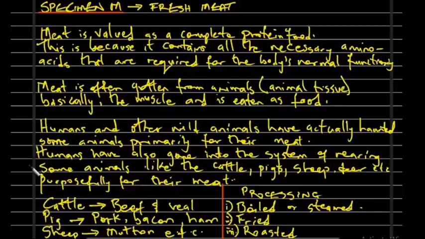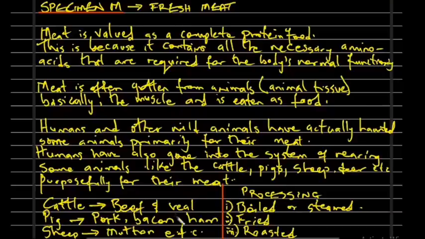We have so many types of animals that are being reared for their meat. For example, we have the cattle, the pigs, the sheep, the deer, etc. All of these are purposefully reared for their meat. Now, the types of meat that we can have from different animals range from different examples, like cattle giving us the beef or the veal. We have pork, bacon, and ham gotten from pigs. We have the sheep giving us the mutton. We have so many examples. We have the venison from the deer.